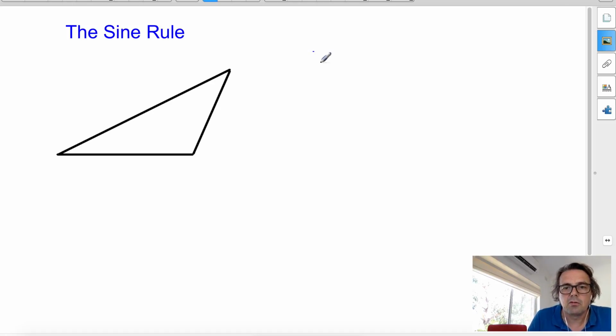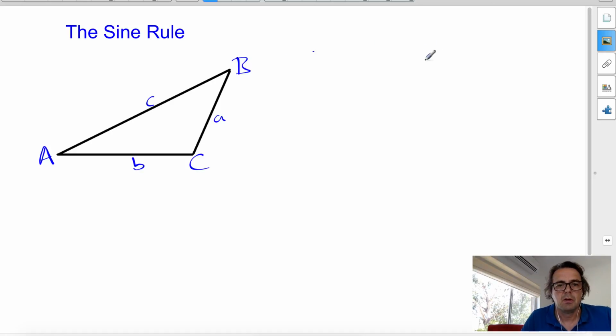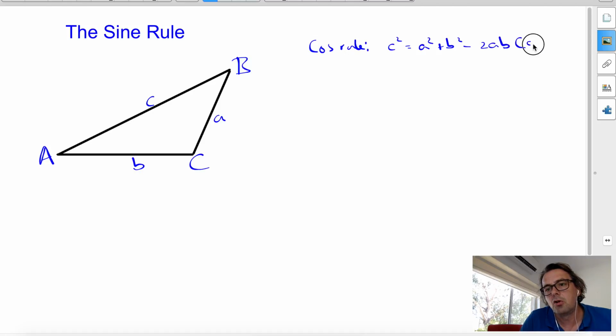So again, the conventions of the triangle: if this is triangle ABC, then opposite A is side a, opposite B is side b, opposite C is side c. I'll just write it up. The cosine rule says c squared is a squared plus b squared, take 2ab cosine C. That's the cosine rule. That's not what we're talking about really, but there it is.